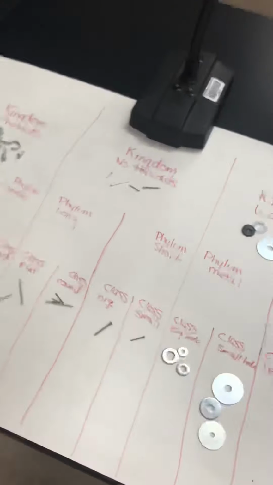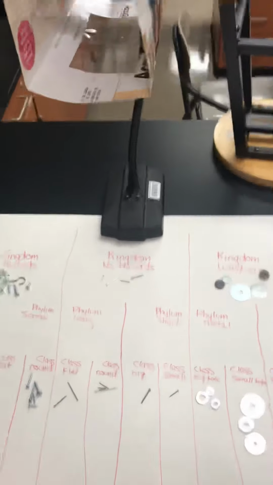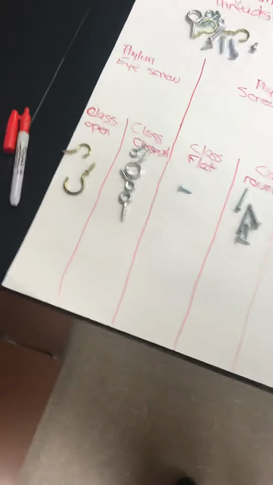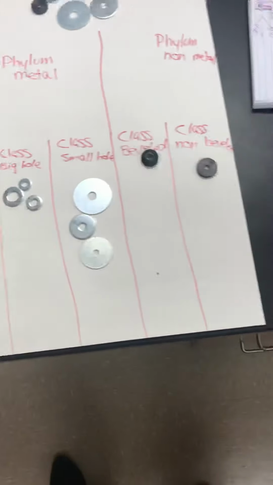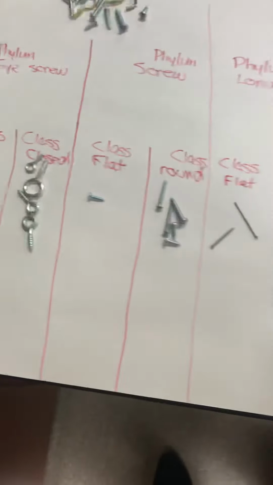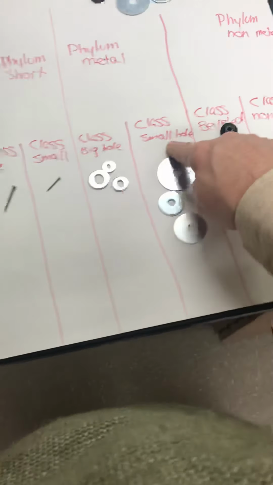All right, so what I've got here, let me move my pen. I've got my entire classification from kingdom to phylum to class. Now, if I were really doing animals and I had a million of them, like in organisms, I would split my classes into families. There would be several families for each class. Notice you don't take an organism from phylum screw and put it over here in class washer small hole. You can't do that. It all has to stay together.